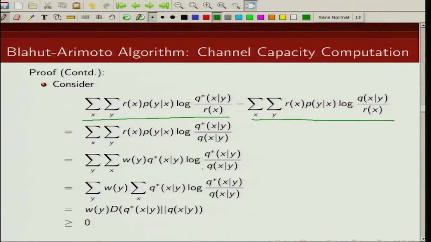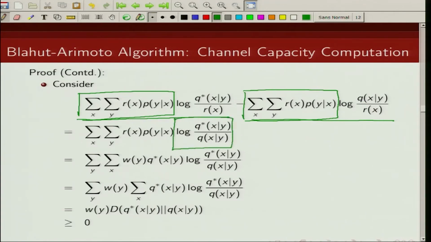Now this is a common term, if we take this out, we get log of q star x given y divided by R of x minus log of q of x given y divided by R of x. So this can be written as log of q star x given y by q of x given y. Now we just now showed that this term is nothing but Wy times q star. So if we plug in that value here, we get this expression.